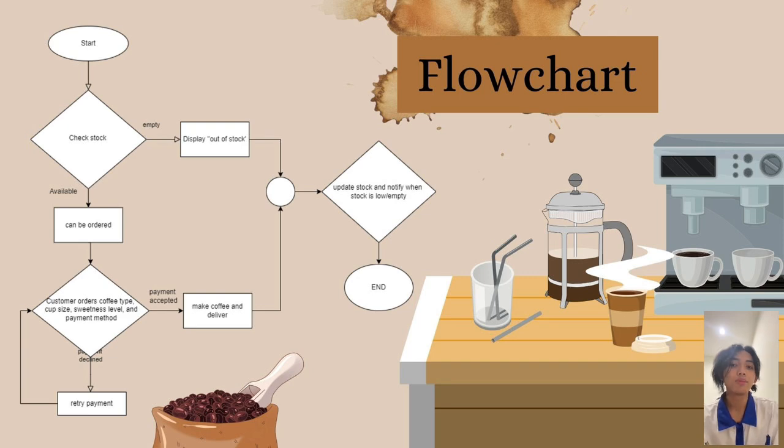And then next we make a connecting dot between display out of stock and make a coffee and deliver. It's supposed to be dispensed. And then finally another decision-making box from the machine, which is updating the stock and notifying when the stock is low. And then we end from there.